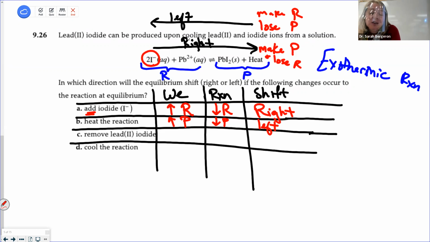Okay. Remove lead-2 iodide. Lead-2 iodide is a product or a reactant? It's a product. So if we remove it, it is decreasing. The reaction will have the opposite response, and it will increase product for a right shift.